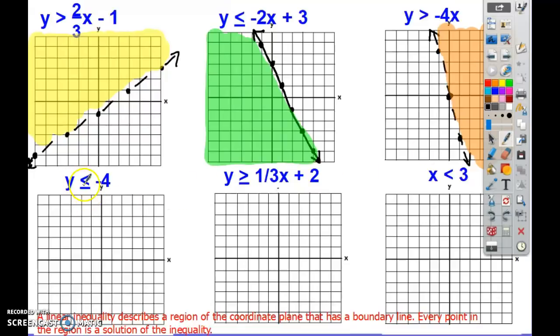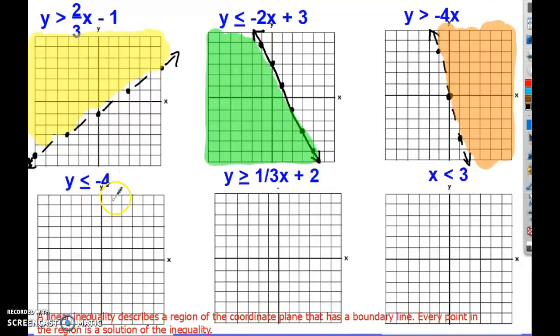All right, let's look at this one. y is less than or equal to -4. Well, my y-intercept is -4. And then what kind of line will I have? Well, this is a horizontal line. Solid, yes, because it's equal to.